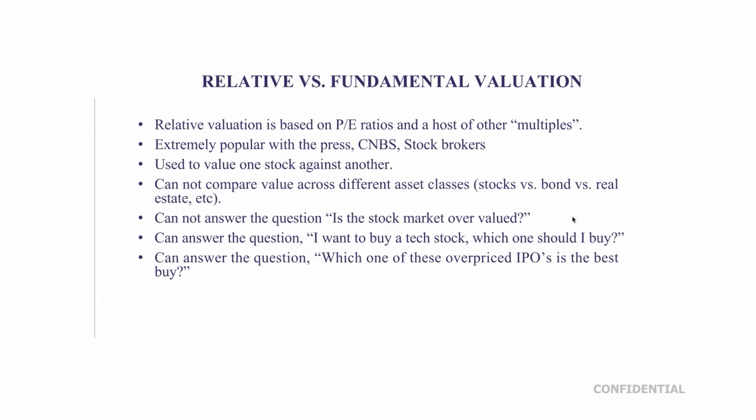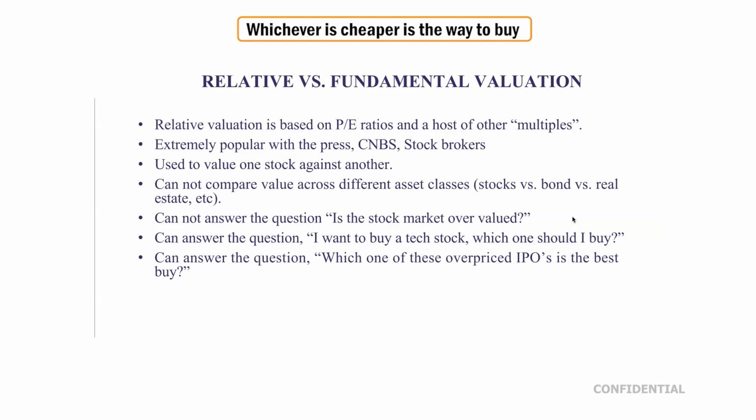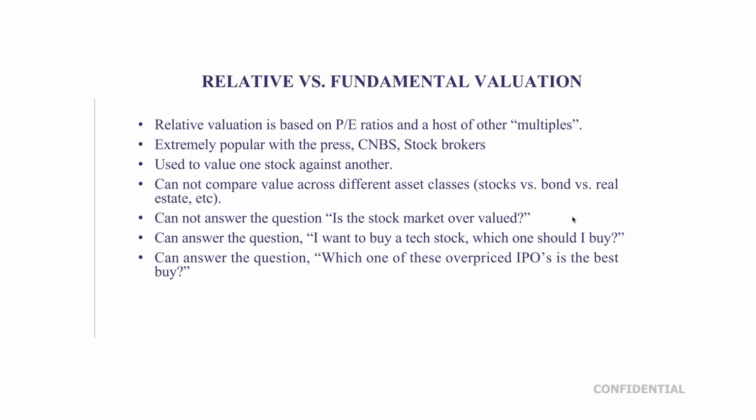Right? So while you use the relative valuation, you cannot say that this stock market is overvalued or this stock market is undervalued. But however, you can answer a question that if I want to buy a technology stock, which one should I buy out of all these? Or if there are 3-4 IPOs, which one should I buy and which is the best one? So these things can be answered. Because here we are making the comparison, and whichever is cheaper is the one to buy. This is how the relative valuation works.